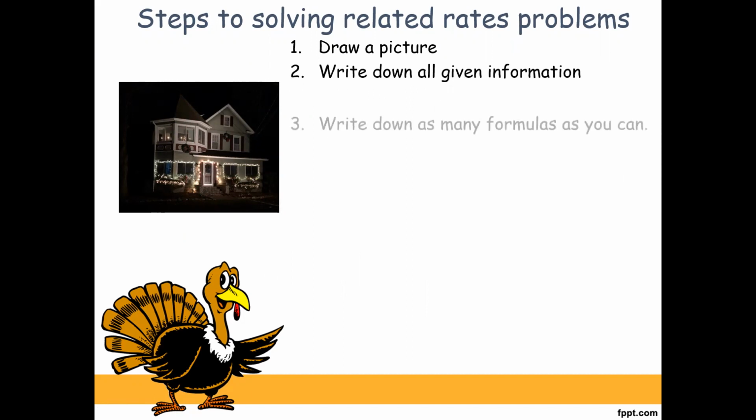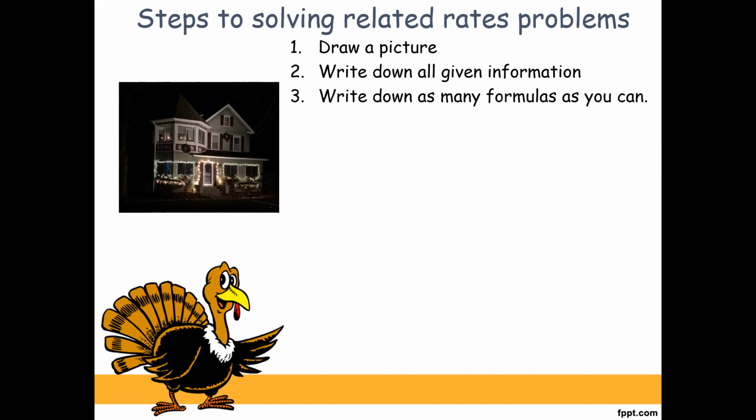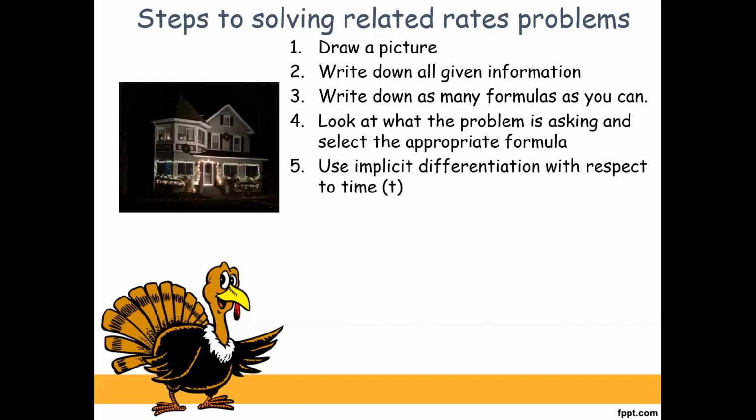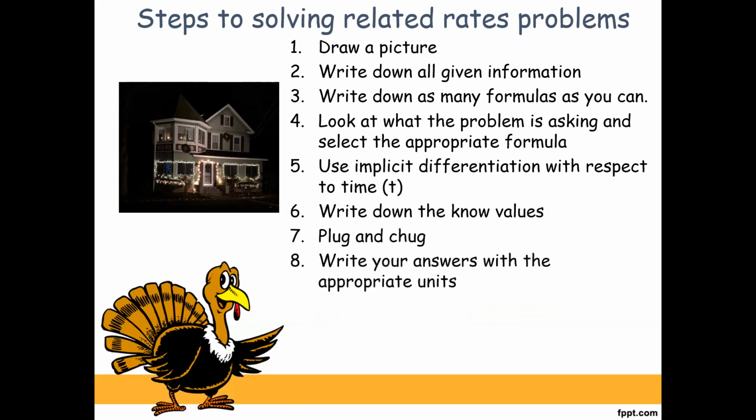All right, so steps to solving related rates problems. Number 1, after you read the problem, draw a picture. Write down all the given information. Write down as many formulas as you can. And look at what the problem is asking and select the appropriate formula. Then use implicit differentiation with respect to time t to take the derivative of the formula that we selected. Write down our known values again, plug and chug, and write our answers with the appropriate units.